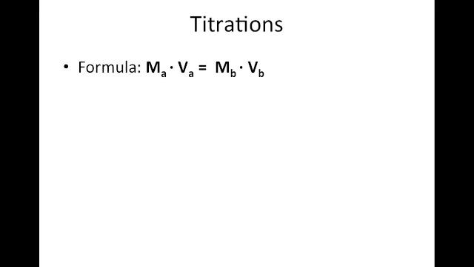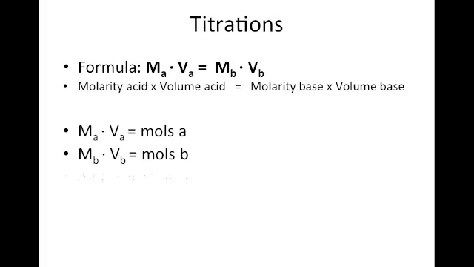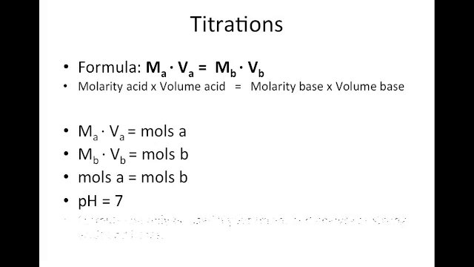So, for titrations, we're going to use this formula: Ma times Va equals Mb times Vb. The molarity of the acid times the volume of the acid equals the molarity of the base times the volume of the base. If we take the molarity of A times the volume of A, we get moles of A, or moles of acid. If we take the molarity of the base times the volume of the base, we get moles of B. So they equate to each other, which is the reason why the pH is 7.